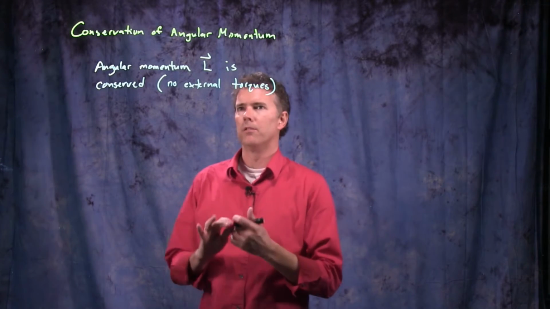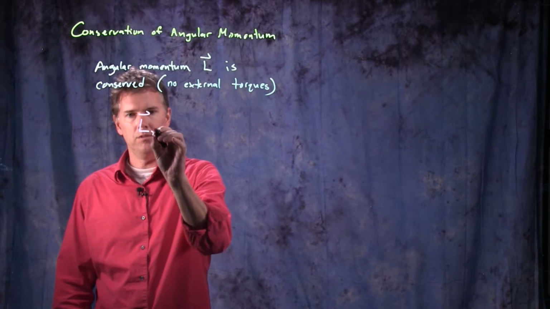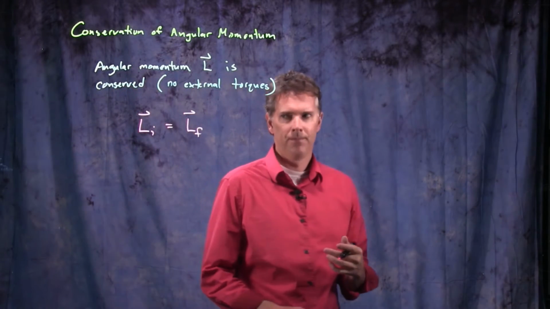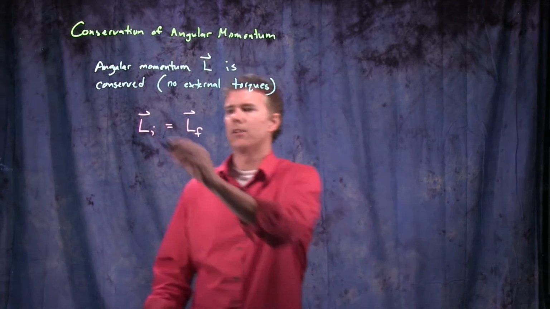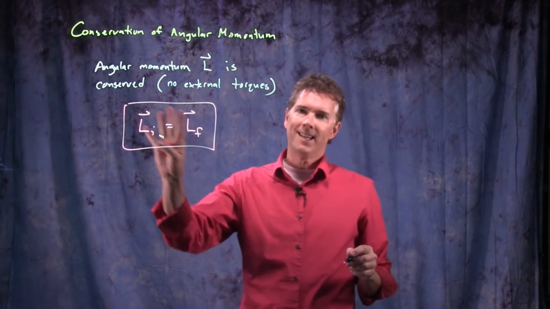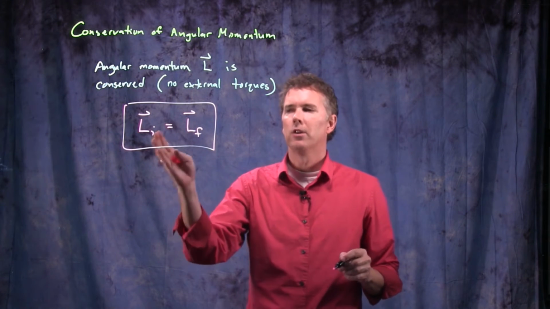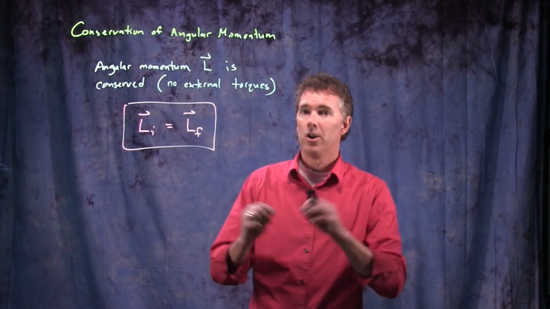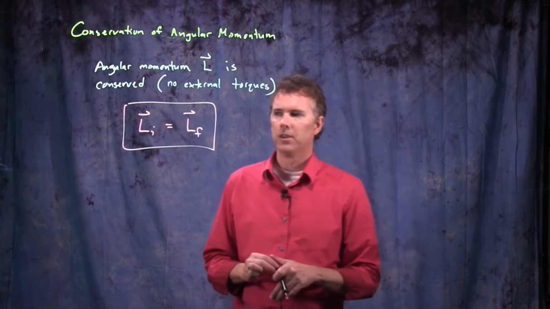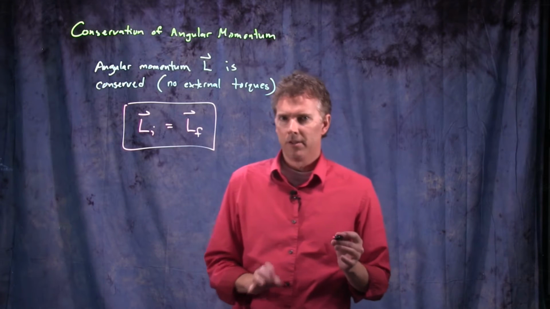All right, so what do we mean by this? What we mean by this is the following. L, which is a vector of course, initial has to equal L final. All right, this is the idea of conservation of momentum. Within each of those L's, you have to account for the entire system. Okay, so you have to look at the system initially, you have to look at the system finally. And if there are no external torques acting on the system, then it's conserved and you should get the same quantity.